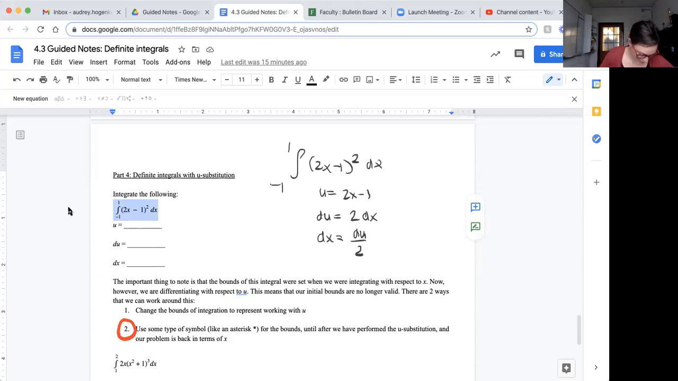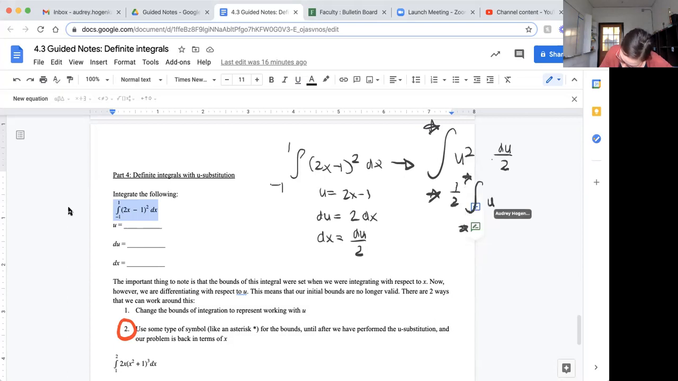So if we're looking at the integral from -1 to 1 of 2x minus 1 quantity squared dx, we know that u equals 2x minus 1, du equals 2 dx, dx equals du over 2. So now I'm going to rewrite my integral as the integral from star to star, because my bounds are no longer accurate, so I'm using star as a placeholder, of u squared times du over 2. I'm going to pull out that 1/2, so I'm going to have 1/2 times the integral of star to star, u squared du. The integral of u squared is going to be 1/2 times u cubed over 3. And then that is going to be equal to u cubed over 6, okay?